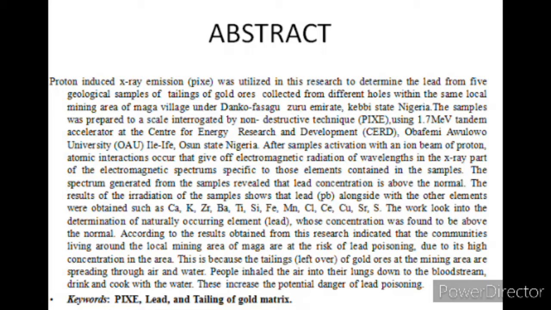The result of the irradiation of the sample showed that lead, alongside other elements, was obtained, such as calcium, potassium, zirconium, beryllium, titanium, silicon, iron, magnesium, chlorine, cyanium, copper, and the rest. The work looked into the determination of naturally occurring elements whose concentration was found to be above the normal.